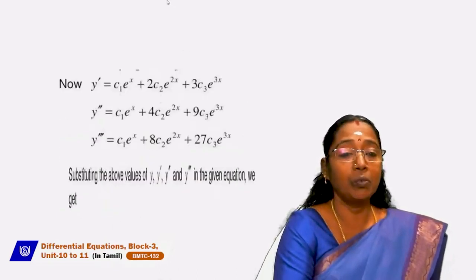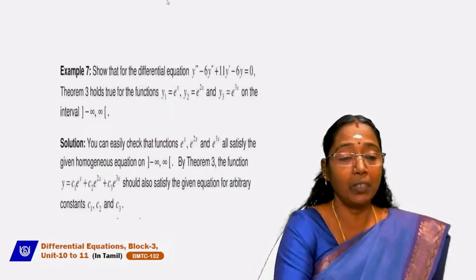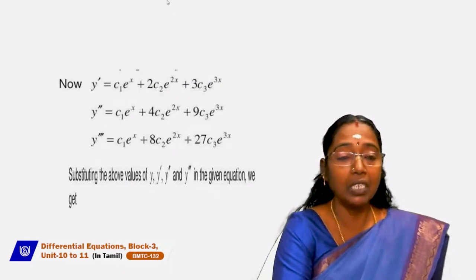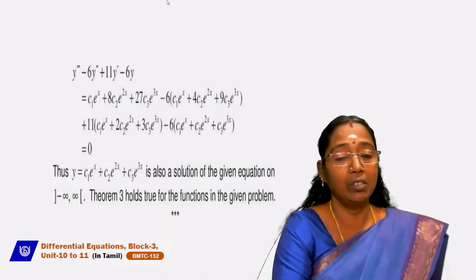Now y dash. What is y dash? Here we know y equal to c1 e power x plus c2 e power 2x plus c3 e power 3x. Here we have to find the first derivative y dash, and then the second derivative and then the third derivative. Substitute all those values in the given equation. Finally, we arrive at y triple dash minus 6y double dash plus 11y dash minus 6y equal to 0.